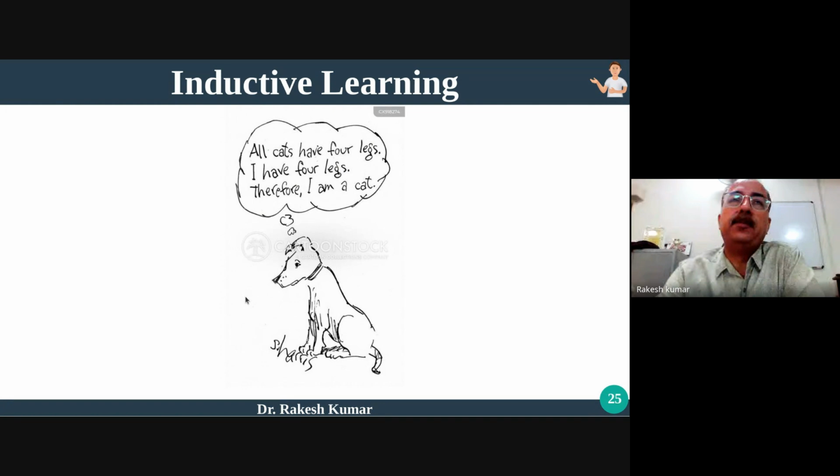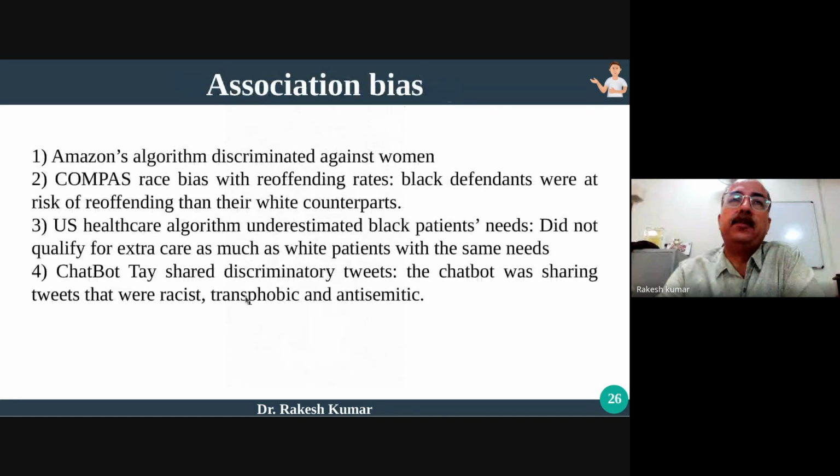Basically, from this cartoon, you will understand how this type of inductive learning sometimes fails. Here, it's a dog, and it is thinking that all cats have four legs. I have four legs, so therefore, I am also a cat.